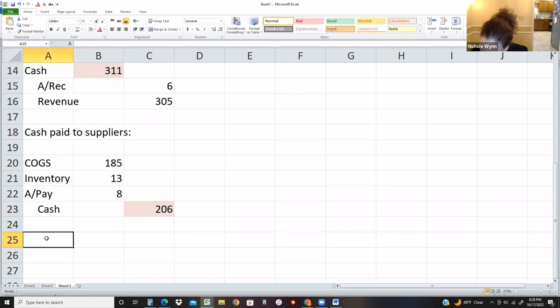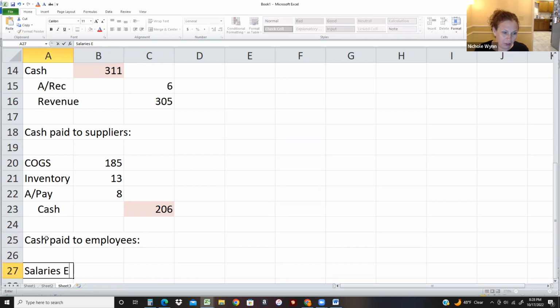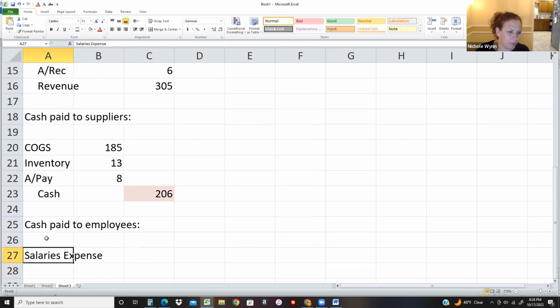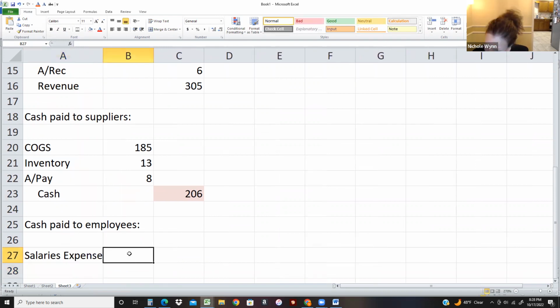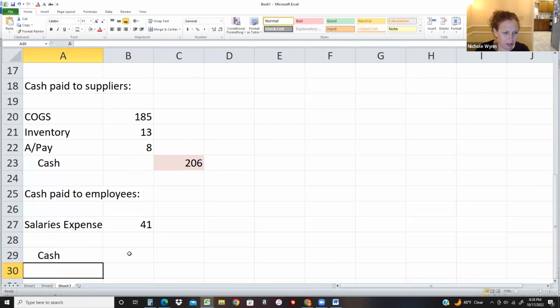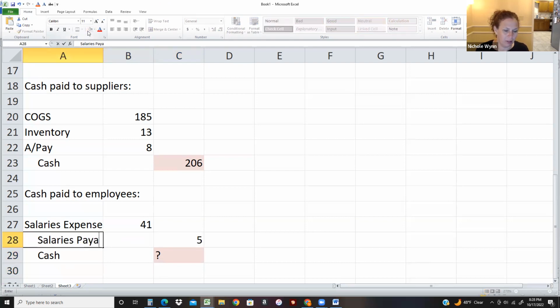The next thing it wanted me to find is cash paid to employees. Salaries expense is always a debit, and it's given at 41. Cash paid will be a credit; I don't know what it is yet. Then I need to see what salaries payable is. Salaries payable is an increase, so that needs to be a credit. So this number would be 41 minus 5, which is 36.